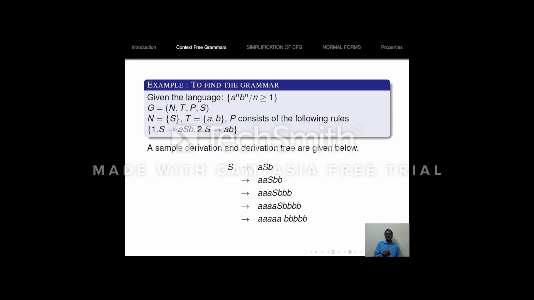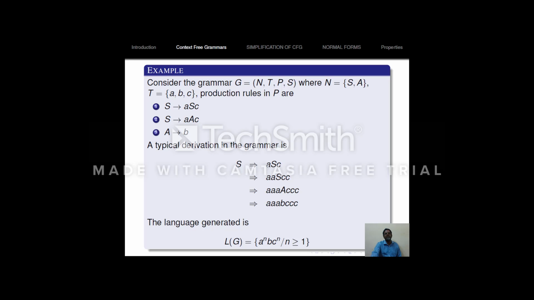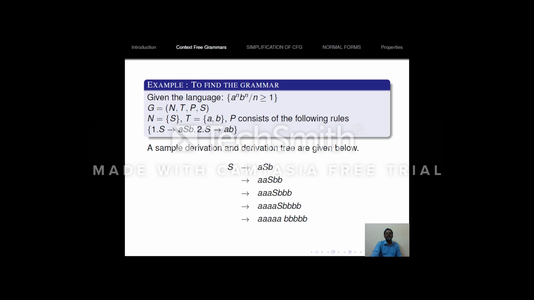Now in the earlier problem, for the termination purpose, we introduced a capital A. See here, the second rule, S goes to a, capital A, c, and to terminate that, we introduced the rule A goes to b. In the same sense, ASB, that is, a gets generated to the left, b gets generated to the right.